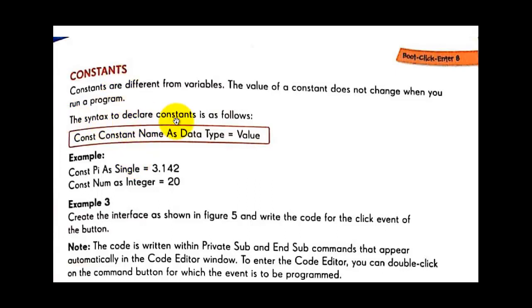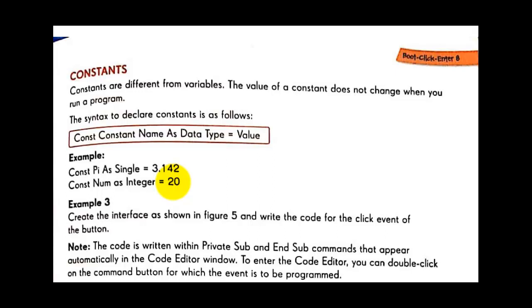The syntax to declare constants is as follows. The syntax is given here. We have to write Const, then the constant name, As data type, equal to the value. You have to write the value here. Now for example, Const pi As Single = 3.142. That is, the value of pi is 3.142. Okay, once you define this pi as a constant, the value of pi, that is 3.142, will not be changed throughout the program.